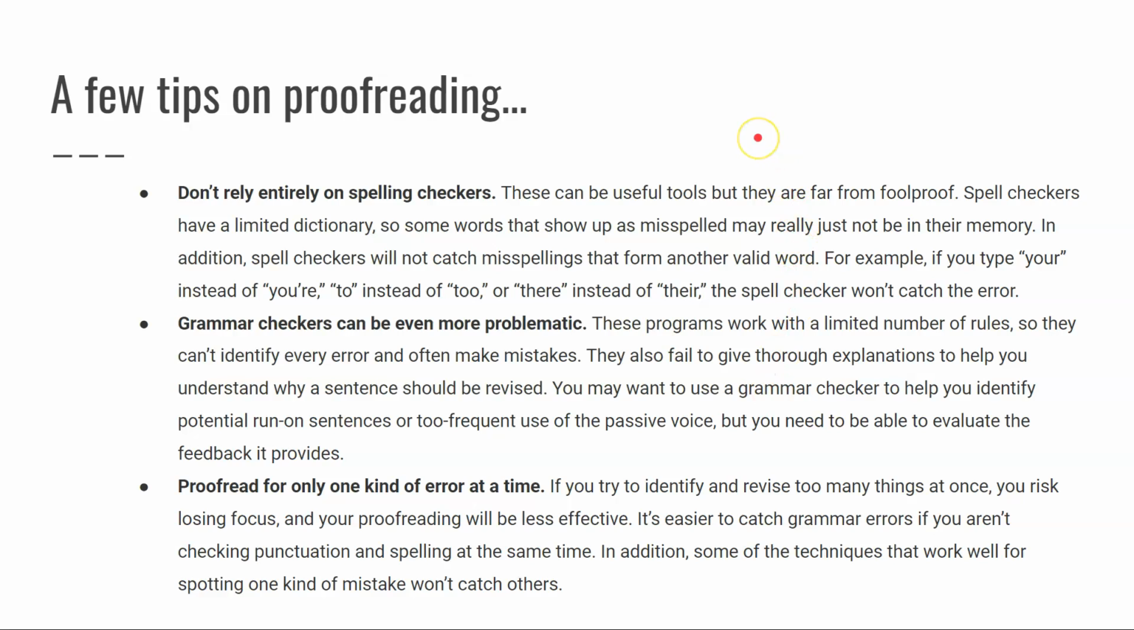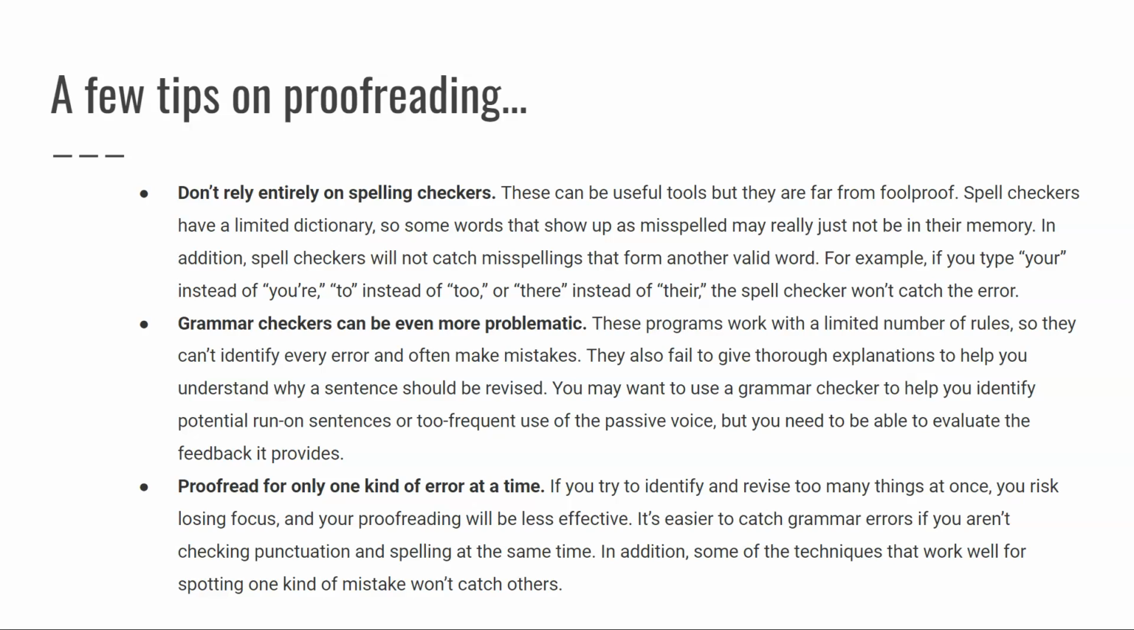A few tips on proofreading. It's important to keep in mind that while spell checkers are very useful, you cannot rely on them solely. They are far from foolproof. Spell checkers have limited dictionaries, so some words that show up as misspelled may really just not be in their memory. In addition, spell checkers will not catch misspellings that form another valid word. For example, if you type 'your' instead of 'you're', or 'to' instead of 'too', or 'there' instead of 'their', the spell checker won't catch that error, and which word is correct really depends on the context of the sentence.